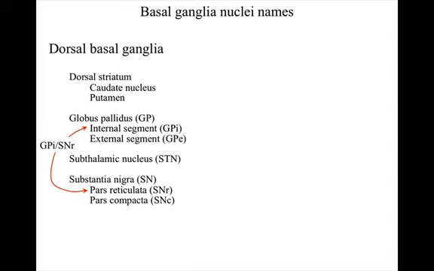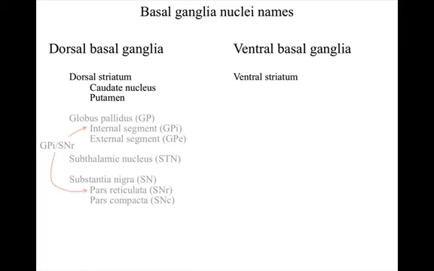Another complicating factor is that all of these structures together, the caudate nucleus, the putamen, the globus pallidus, subthalamic nucleus, and substantia nigra, are sometimes called the dorsal basal ganglia, and the putamen and caudate then become the dorsal striatum. The reason for this is that there's a parallel structure that we could call the ventral basal ganglia. In the ventral basal ganglia, there's a ventral striatum. And another confusing factor is this ventral striatum is sometimes called the nucleus accumbens.